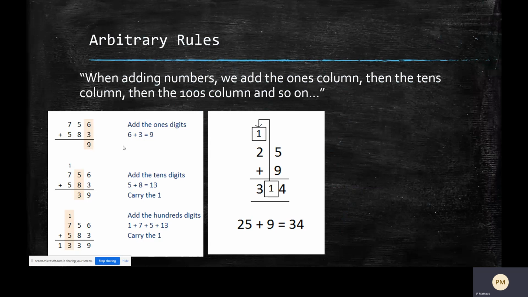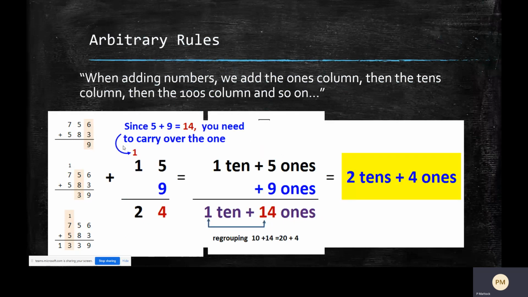Or there might be a picture that looks like this. I mean, 25 add 9 as column addition. Sure, why not? Or we break it down and use words for the units. 5 ones and 9 ones is 14 ones, and we regroup that with the extra 10 that we have to give 2 tens and 4 ones. All of this, you can understand why pupils might struggle to make sense of it.